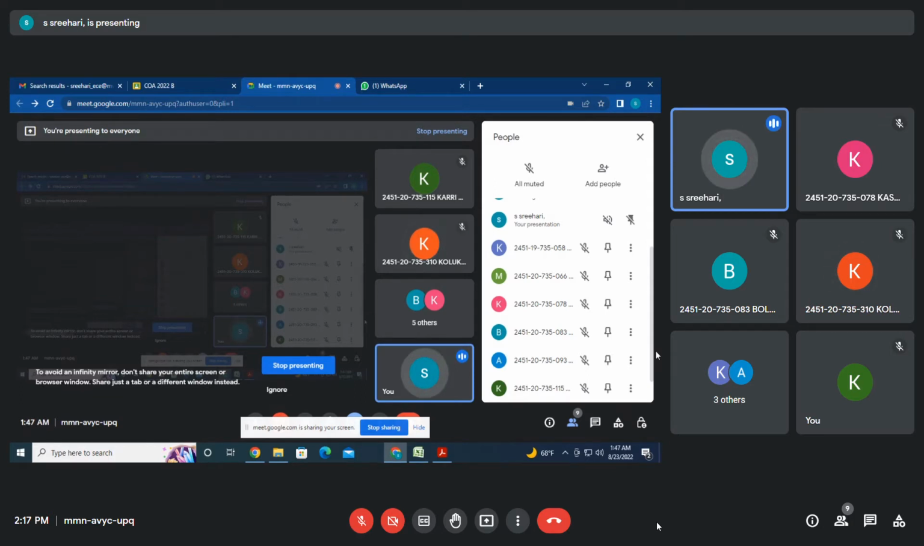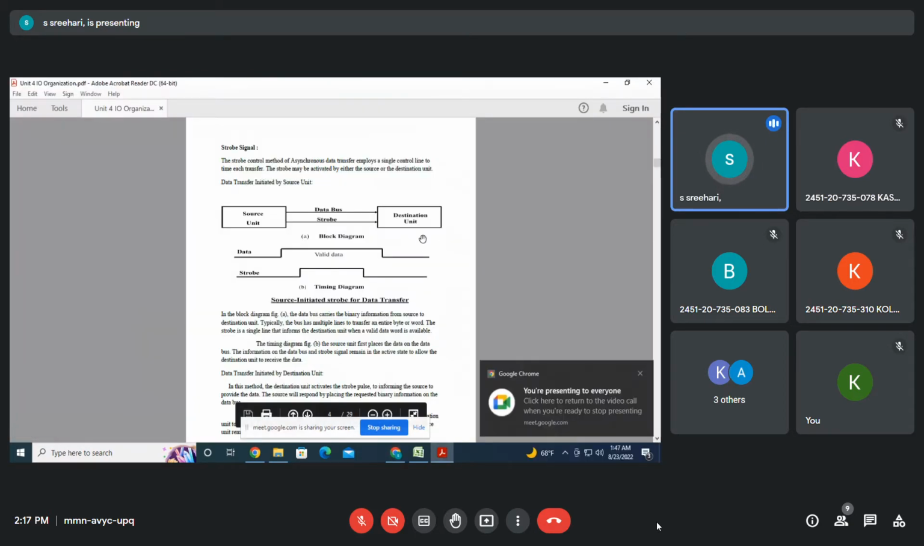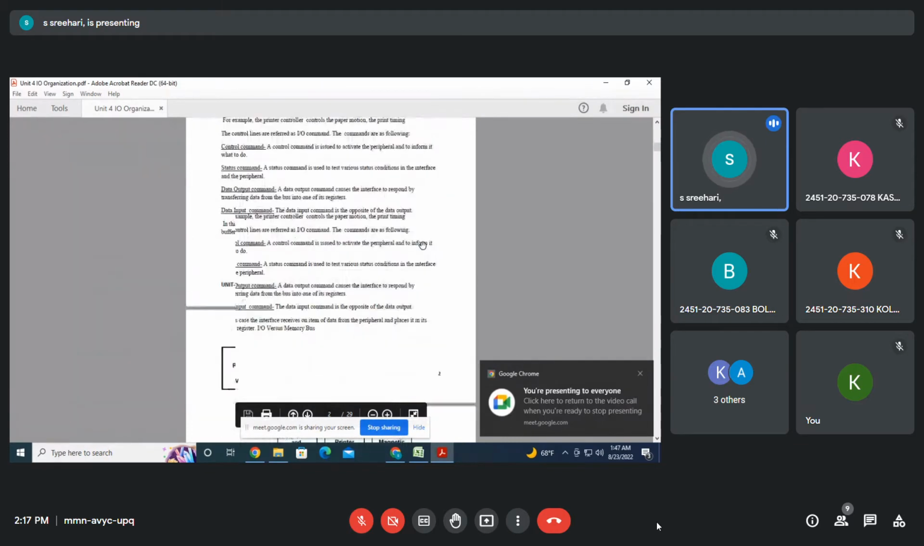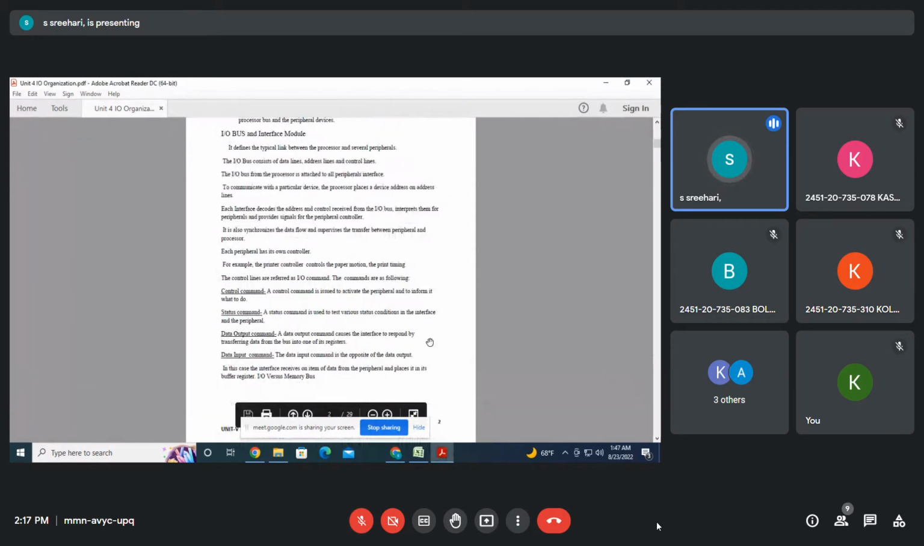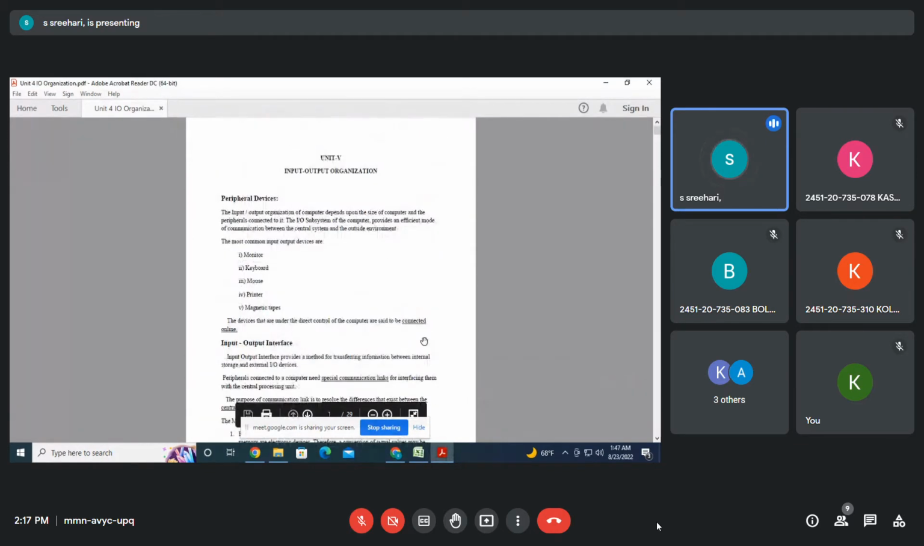Whatever it may be, the fourth unit is very easy actually, so that's why I started with that unit. Basically it is a very simple unit and we have very few topics, so that's why I started with the fourth unit. This fourth unit is about input output organization. We will see what input output devices we have.